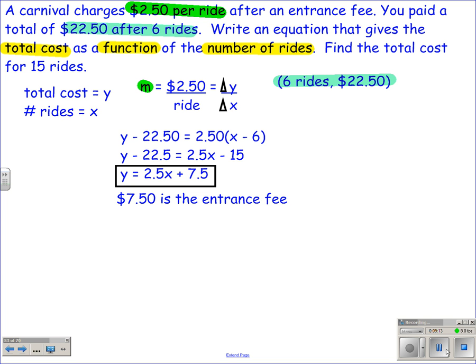The other question that they want is find the total cost for 15 rides. That means that you're going to put 15 in for x. So we'll have 2.5 times 15 plus 7.5. That gives us 37.5 plus the 7.5 for a total cost of $45. The story problem had 2 questions. There should be 2 answers here. On a test, I would expect both of these answers.